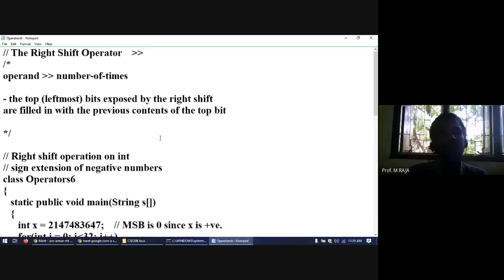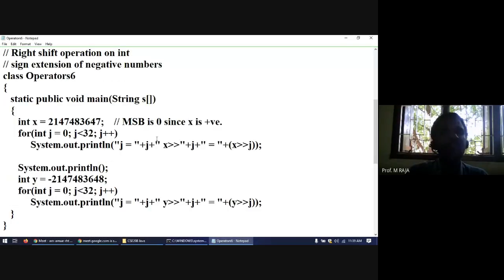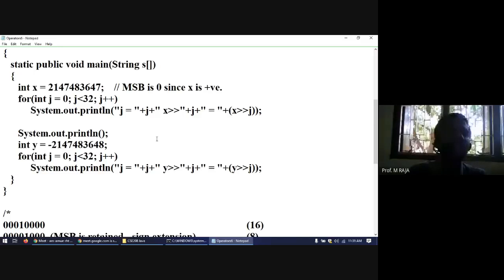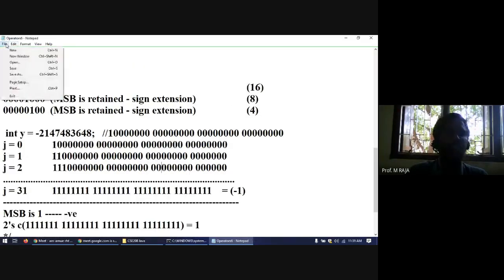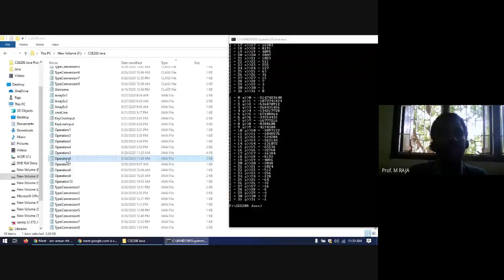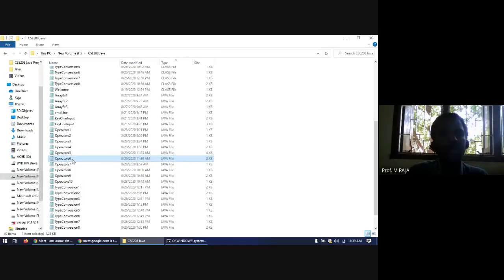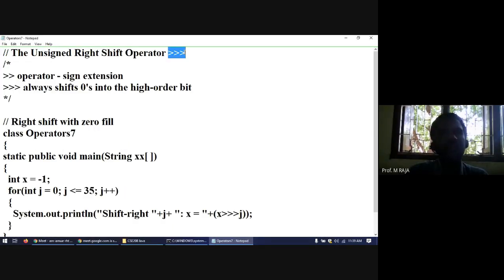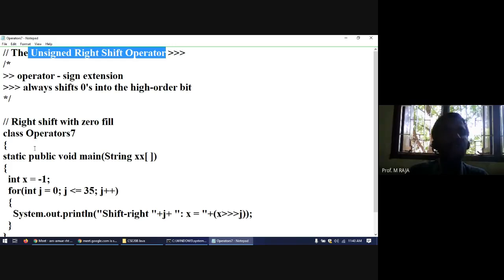In some applications, it is necessary to set the most significant bit as 0. Sign extension is not necessary in some applications. For that purpose, Java specially defined one kind of operator called right shift operator with 0 fill. The operator is greater than greater than greater than. It is termed right shift operator with 0 filling, or simply the unsigned right shift operator. This will not keep the sign in the subsequent operation.